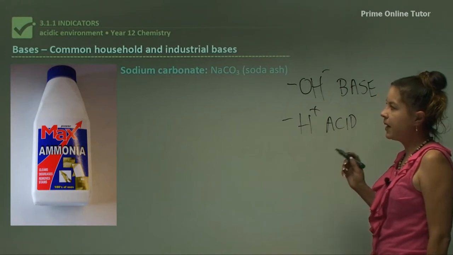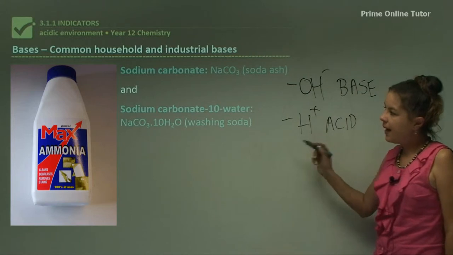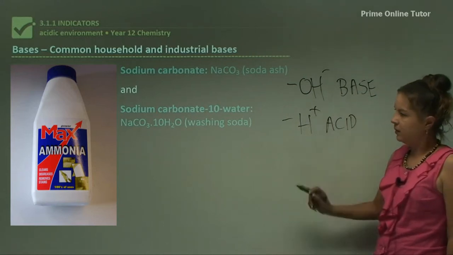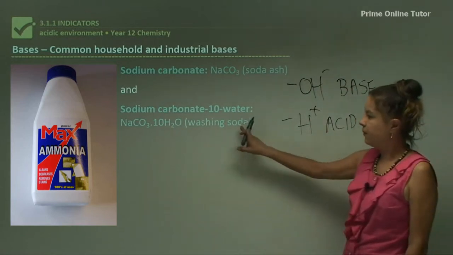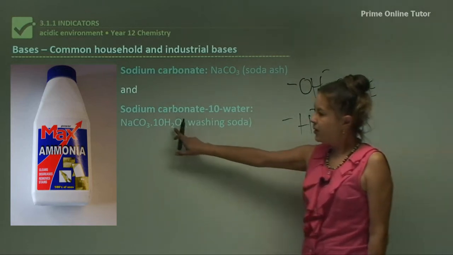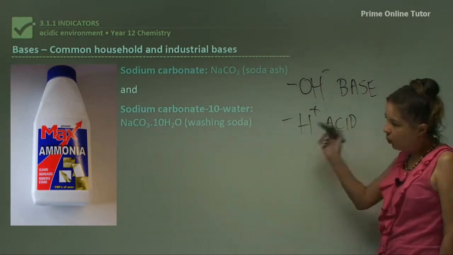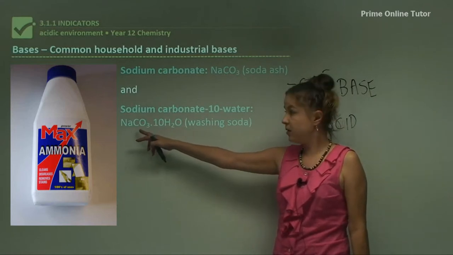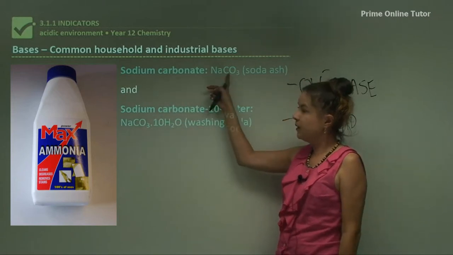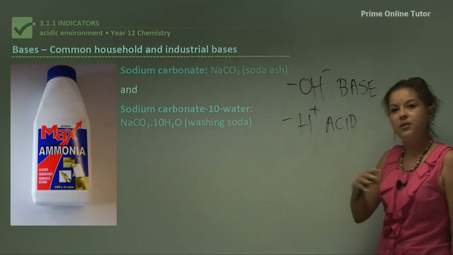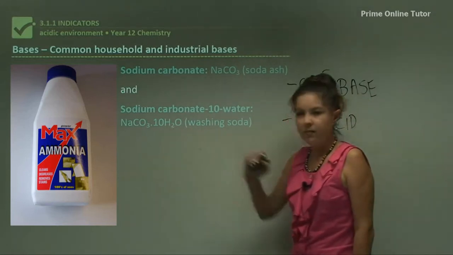Another example, sodium carbonate, Na2CO3, also called soda ash. And sodium carbonate 10 water, which is sodium carbonate with 10 waters attached. So this is called washing soda. The reason for these 10 waters is if the atmosphere is quite muggy or humid, waters will attach themselves to Na2CO3. So you wouldn't normally find Na2CO3 in this form unless it was under conditions where there was no humidity. So this is how we get this formula.